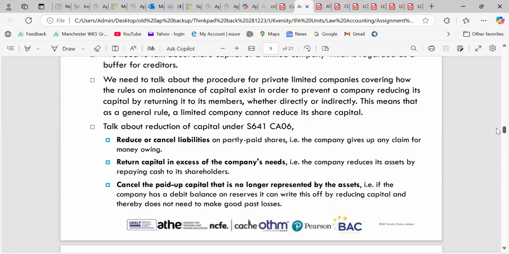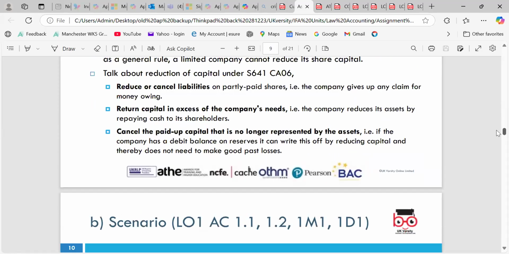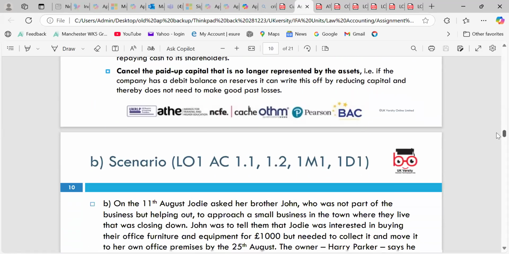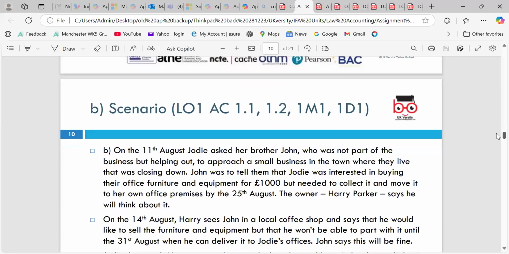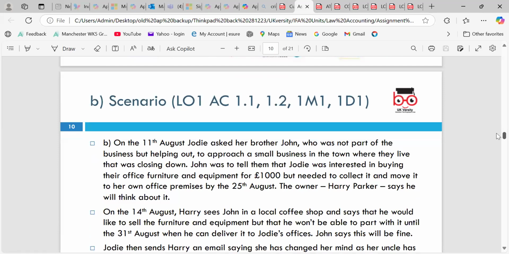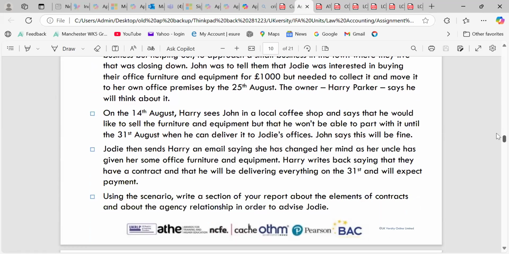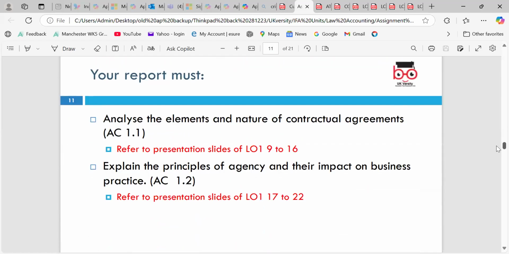You're looking at the section of the Companies Act, you're looking at the liabilities, and if you explain these, you will meet the criteria of distinction. So if you go to 1.1, 1.2 and so on, please see 1D. You've been given the scenario, you've been given the guidance here. So please follow these, and refer to the presentation slide.